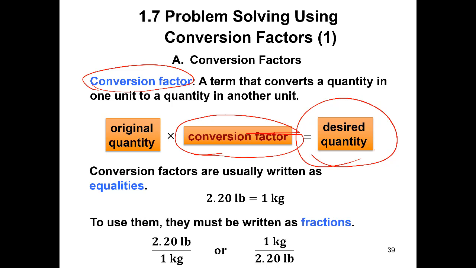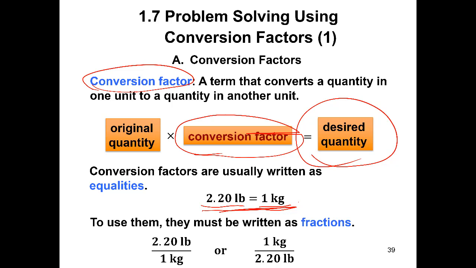All right, and so we write them as equalities first. So one that we use in healthcare a lot is that there are 2.20 pounds in 1 kilogram. You use that a lot of times in dosage calculations when you're converting that and seeing how much you're going to give to a person based on their weight. And so it's an equality because these two things are equal to each other. And remember, when we talked about significant figures, I told you that they have an infinite number of significant figures, and so you do not worry about those when you're doing a calculation.